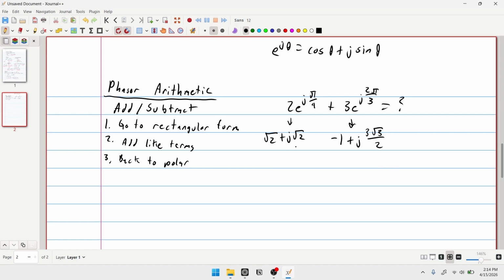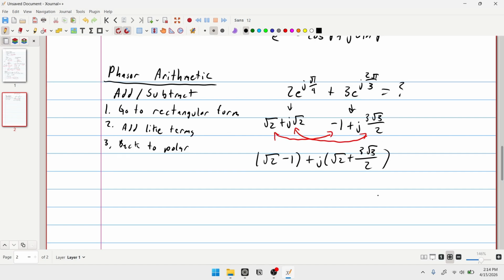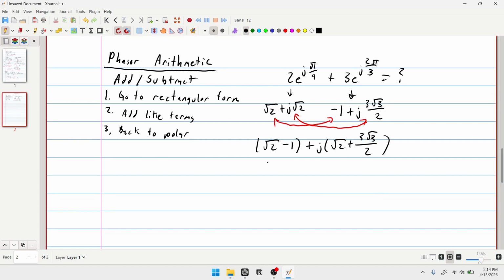And so we have our real parts and then our complex parts. So we're going to add complex to complex and real to real. And so that gets us root 2 minus 1 plus j times root 2 plus 3 root 3 over 2. Plug it into our calculator, we get something approximately equal to 0.4142 plus 2.1443 j.